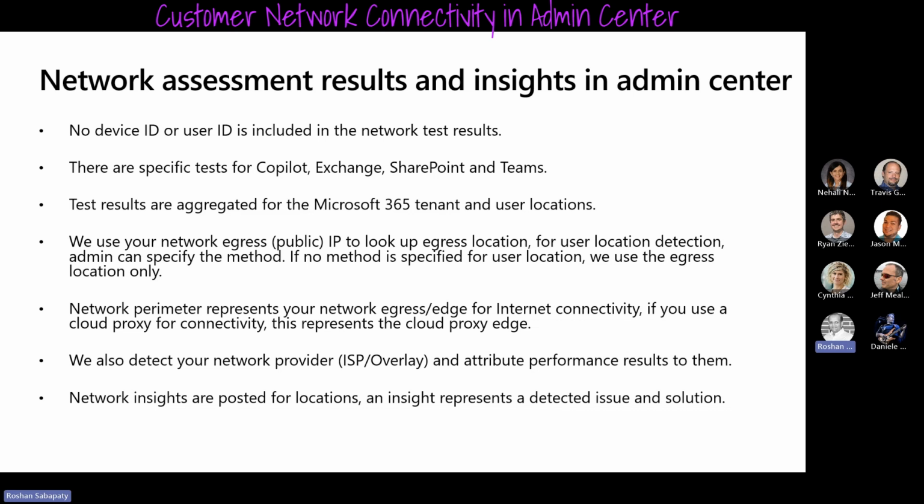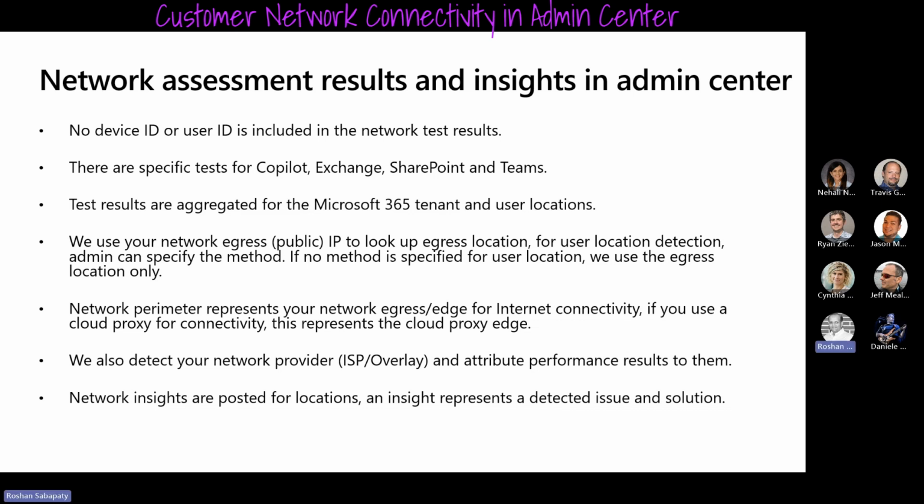Network perimeters can be detected quite straightforwardly, because we do see the public IP from where we receive your traffic. So we can use that to detect your network perimeter location. Whereas the user location is a bit tricky for us to detect. There are a couple of methods you can enable for us to detect that. But if you don't enable any of the methods, that's totally fine. Like I said, we'll still detect your egress location, and we'll aggregate the results based on your egress location.